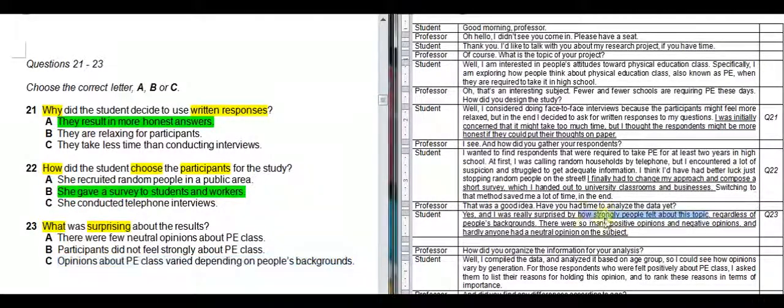But people felt strongly. There were so many positive and negative opinions, and hardly anyone had a neutral opinion on the subject. Hardly anyone. Few. Okay, so a couple of little tricky bits of language there. But generally the meaning should have been very clear there, that A is correct. Okay. All right. Good. Let's move on to the next question type then.